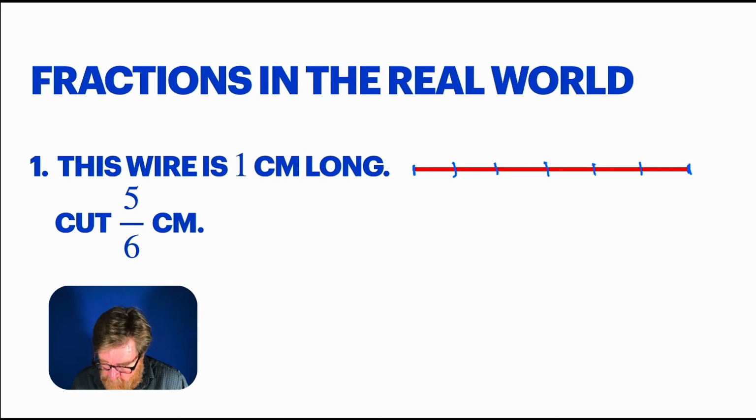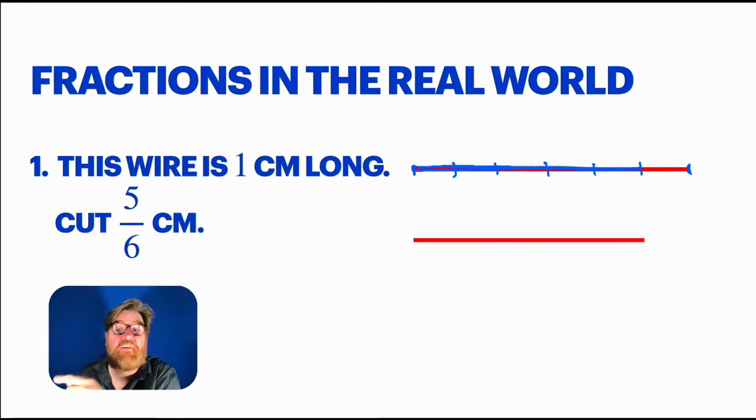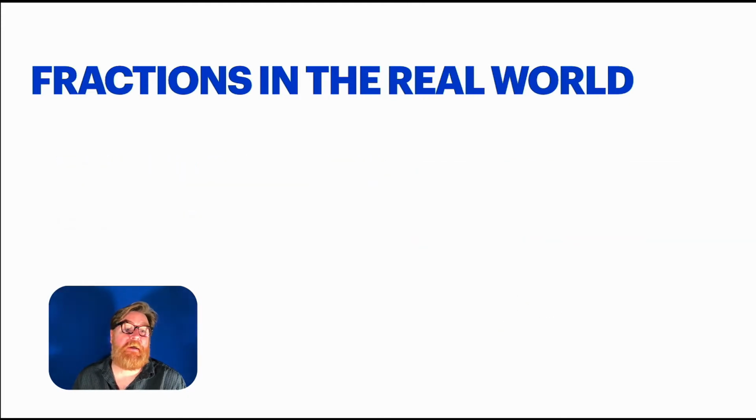So let's see where we need to go. 1, 2, 3, 4, 5, 6. Right there. That's where we're going to make our cut. So let me just shade this in. Right up to there. That piece of wire is 5/6 centimeters long. Now I made kind of a mess of that figure, but here's a piece that's exactly 5/6 centimeters long. Exactly. As close as I can get by hand. Don't worry. All right, how about this one?